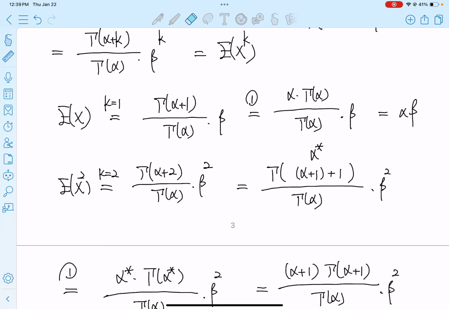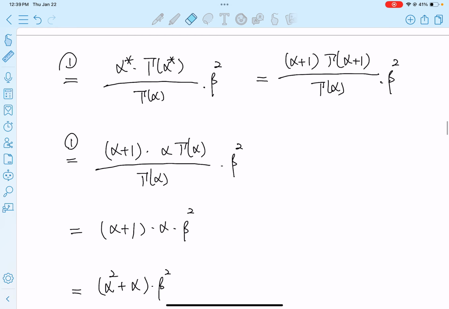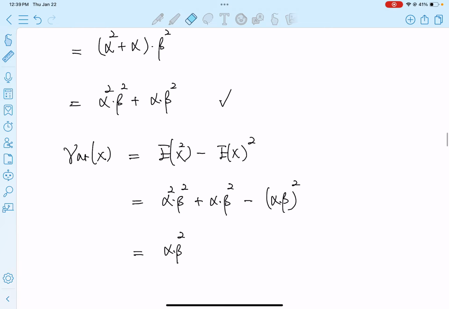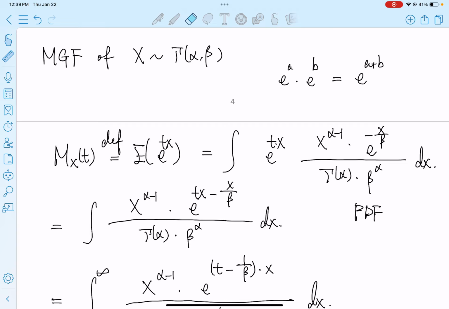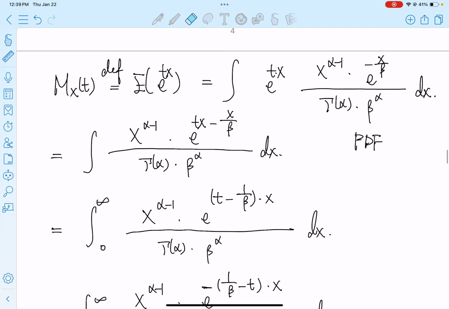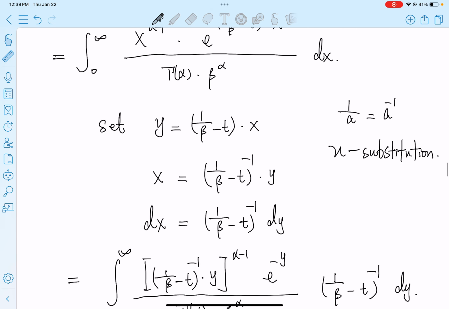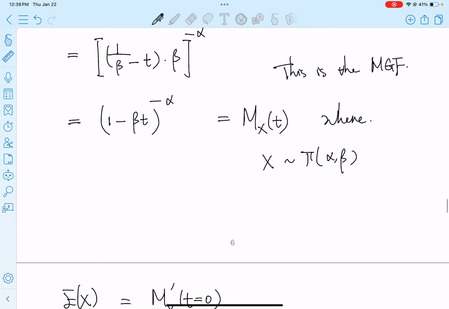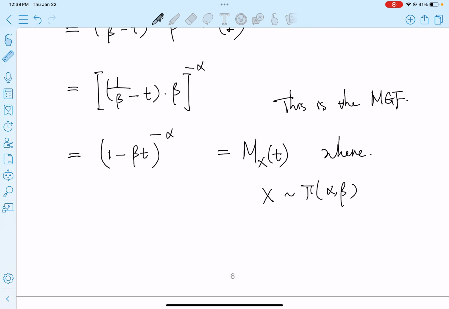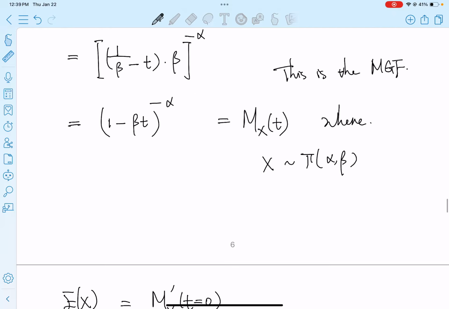And then we plug in k equal to 1 and k equal to 2, we get the two moments, and the variance is alpha beta squared. And then what we did is calculate the moment generating function of the gamma distribution. Starting from the definition, the only difference is that we're using e raised to the power of tx. Again, using u substitution, we have our moment generating function. So the previous one is the formula for the kth moment. The second one is the moment generating function of a gamma distribution.